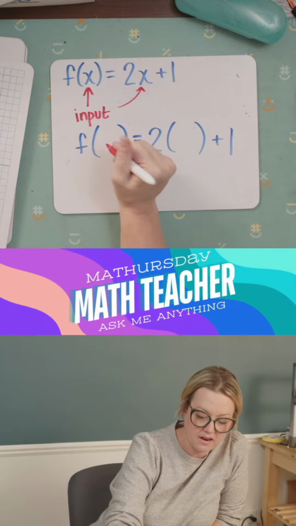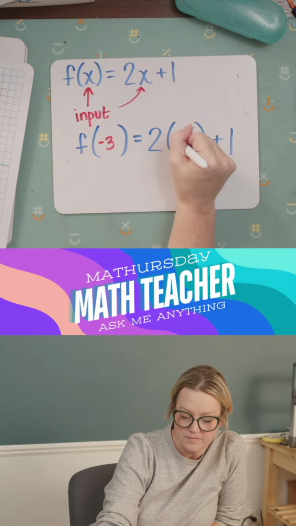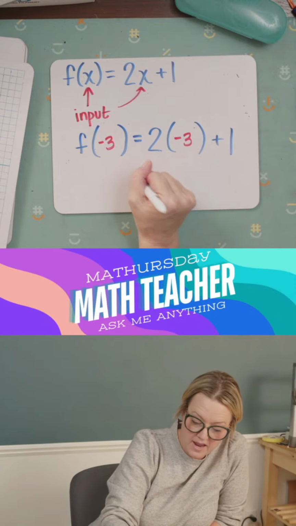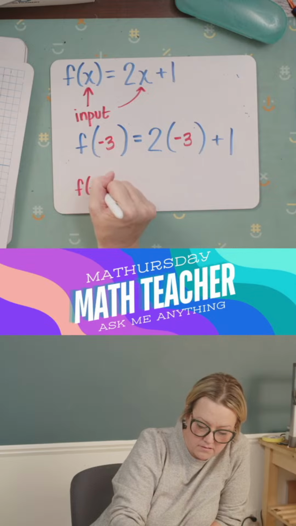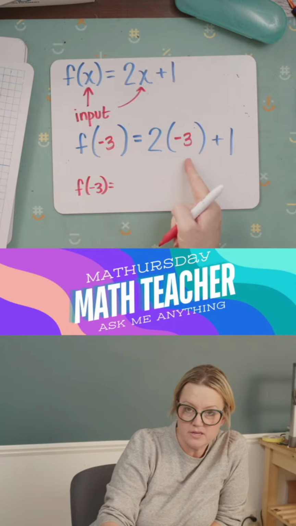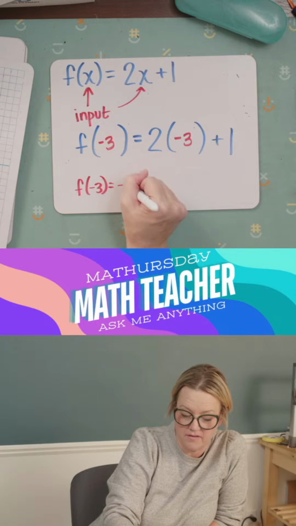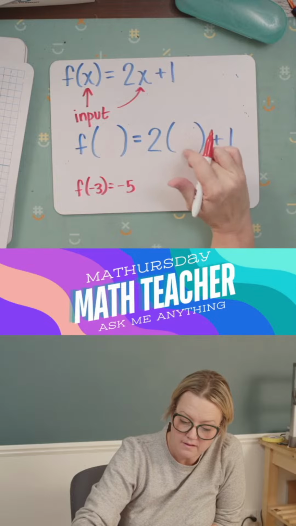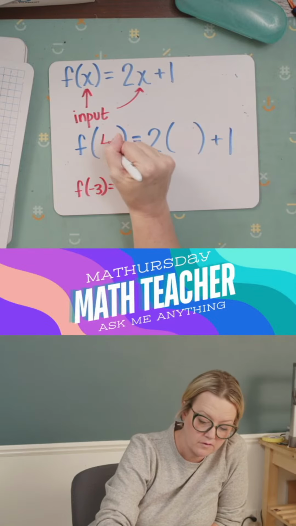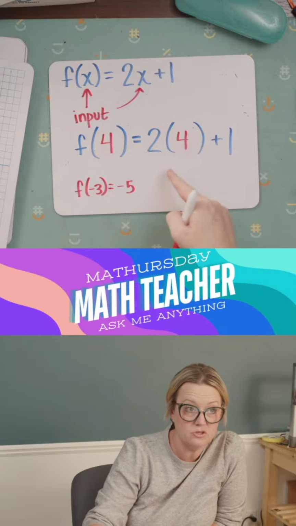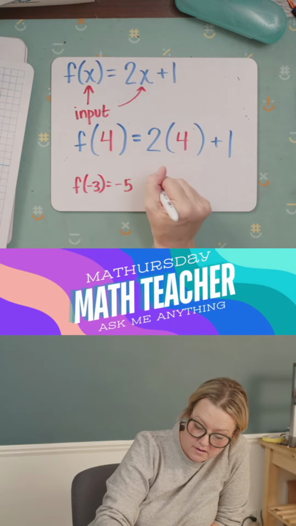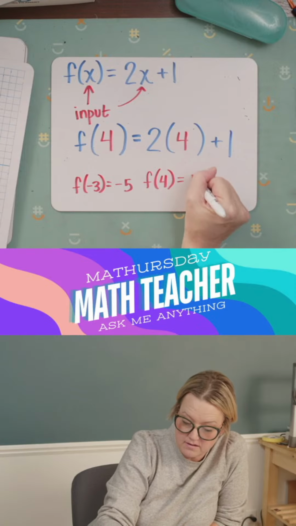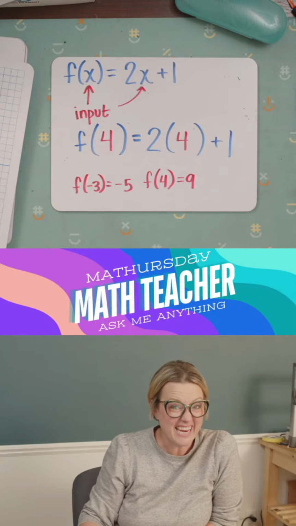So if I put in a -3, it's going to be 2 times -3 plus 1. So f of -3: 2 times -3 is -6, plus 1 is -5. If I put in f of 4, it's going to be 2 times 4 plus 1. So f of 4: 2 times 4, which is 8, plus 1 is 9. Okay, that's all it is.